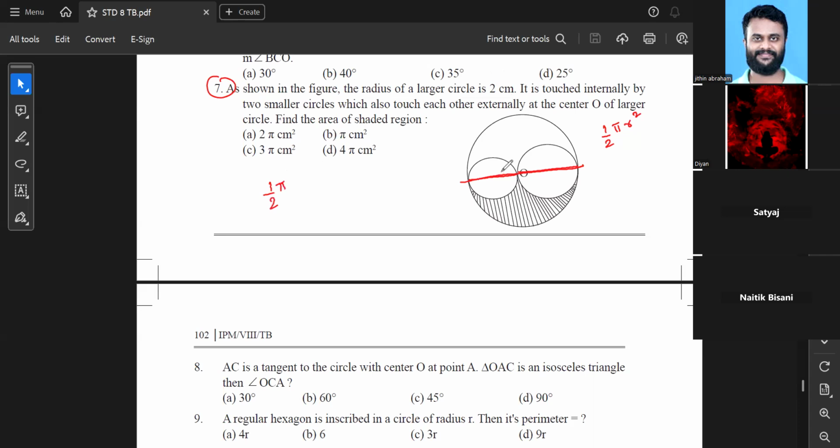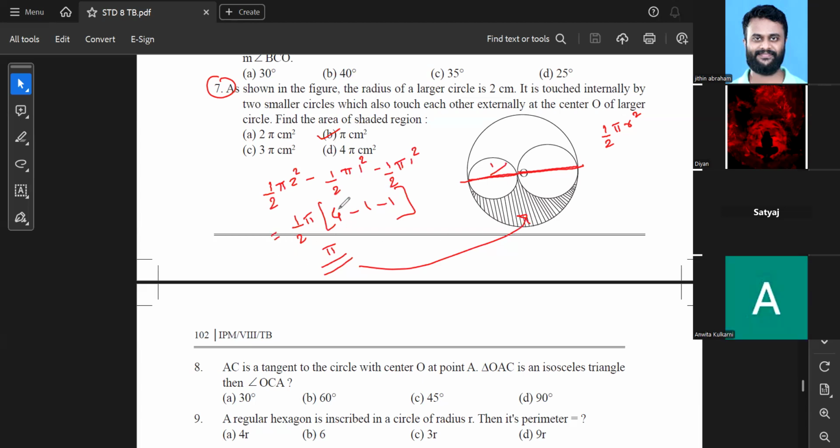pi, the bigger circle radius is 2, square, minus half pi. The smaller radius will be how much? If the bigger radius is 2, the smaller radius will be 1, minus half pi 1 square. When I take half pi common outside, I'm left with 2 square, 4, minus 1 minus 1. So that gives me 2, the 2 cancels, so overall area is pi. Pi is the area of the shaded region. Understood? Any doubts so far? No.